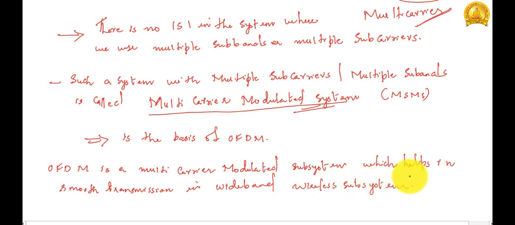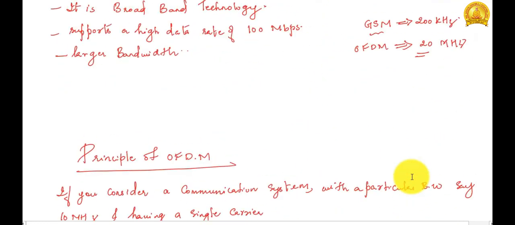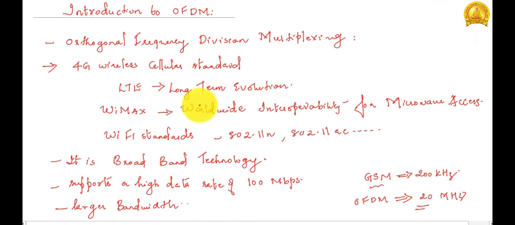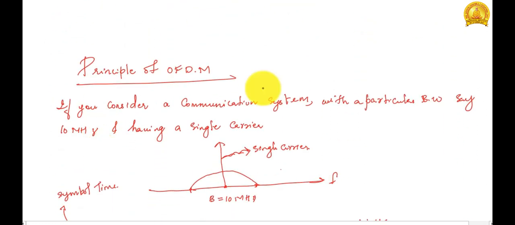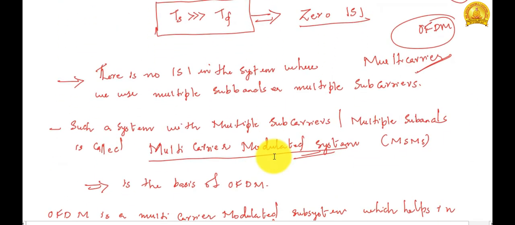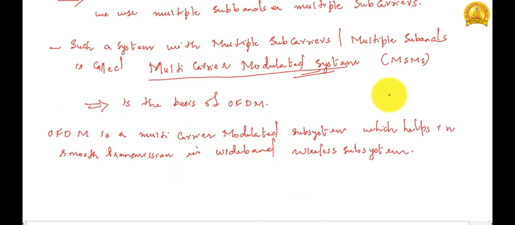So what we have seen is OFDM is the key standard in 4G wireless standards, including cellular standard as well as in WiMAX as well as in Wi-Fi WLAN standards. It's a broadband technology, and the principle behind OFDM is using multiple subcarriers, by which we can eliminate ISI. MCMS, that is multiple carrier modulated subsystem, forms the basis of OFDM.